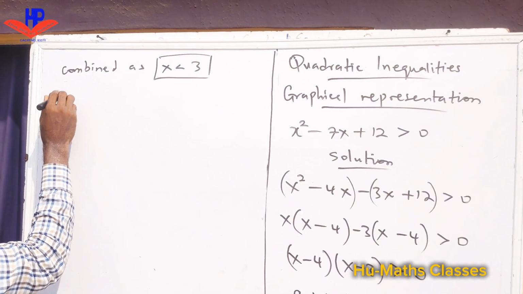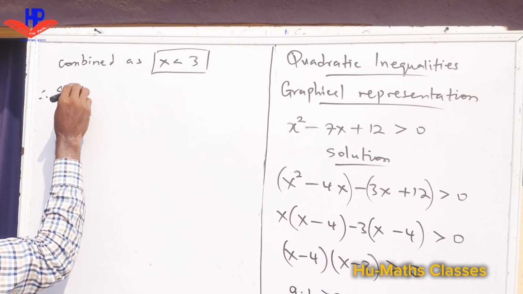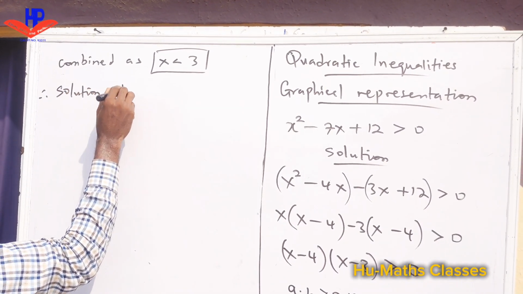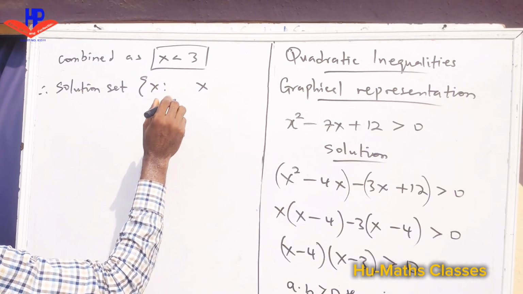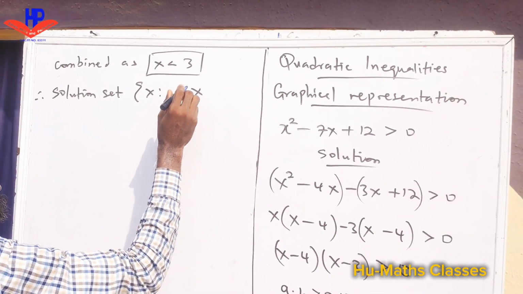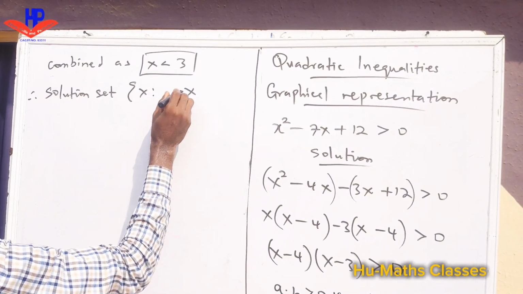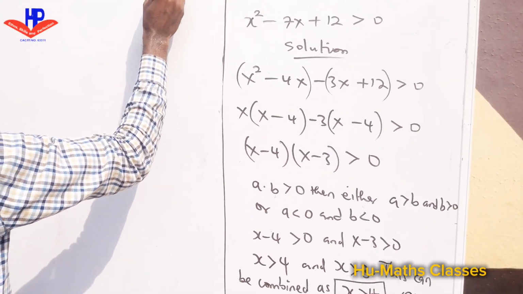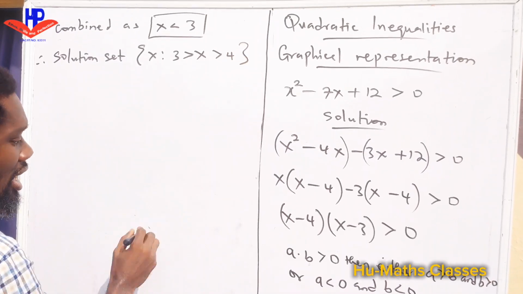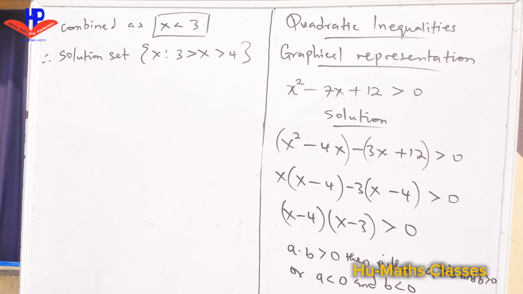So the solution set will be x such that x is less than 3 and x is greater than 4. X less than 3 and also greater than 4.